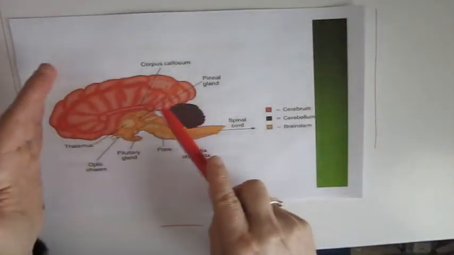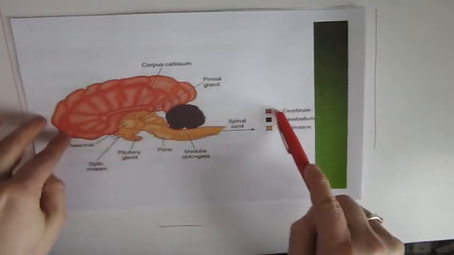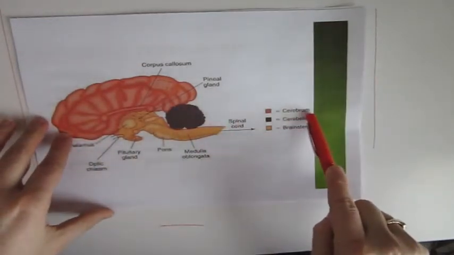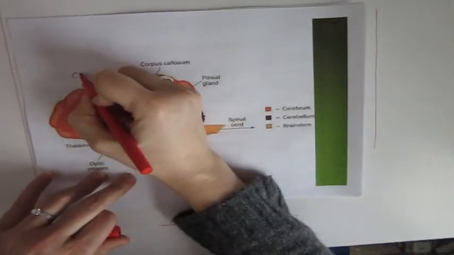So we divide the brain into three divisions. We have the cerebrum. The combining form for cerebrum is cerebro.